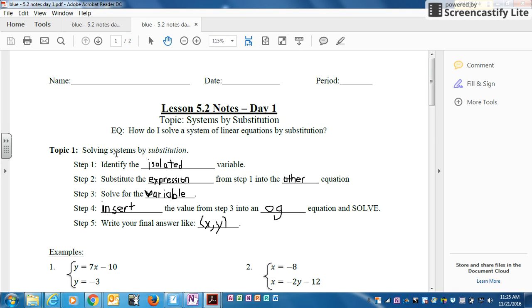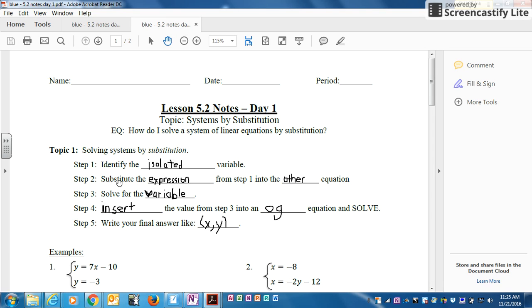So just to review, a system of equations, if you look at example 1 down here, are two equations that go together. And so that would be two lines on the same graph. The goal is to find the one x and y value, your final answer, that will solve both equations.